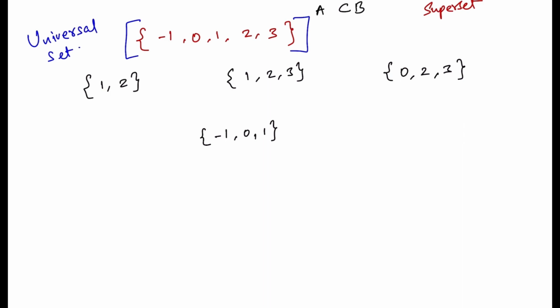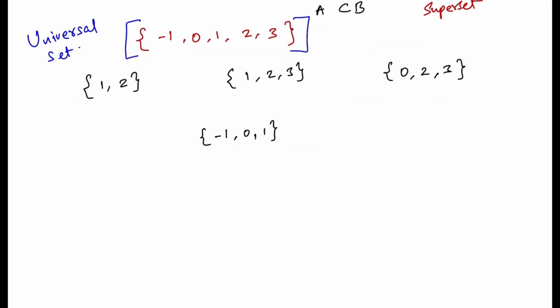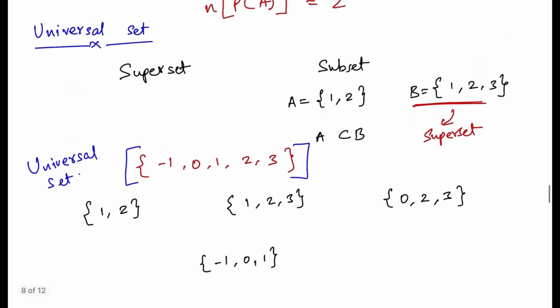So what is a universal set? Basically, a universal set is the biggest superset of all other sets. That superset will have all the elements of the other sets that are its subsets. In this case, these sets are the subsets of this set. So all these subsets will have their elements in the universal set. So this was about the universal set.